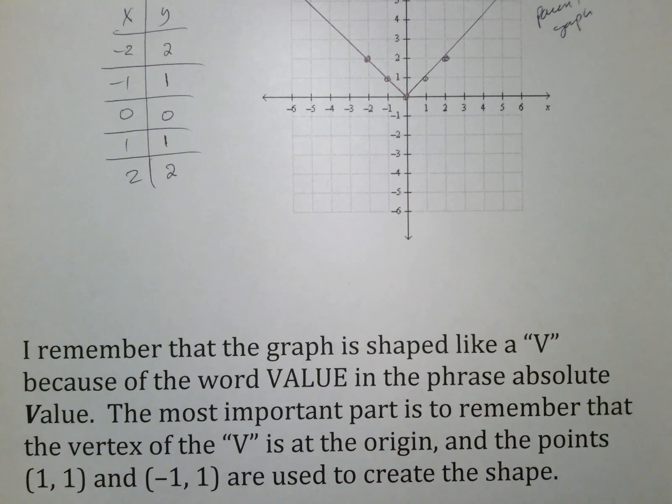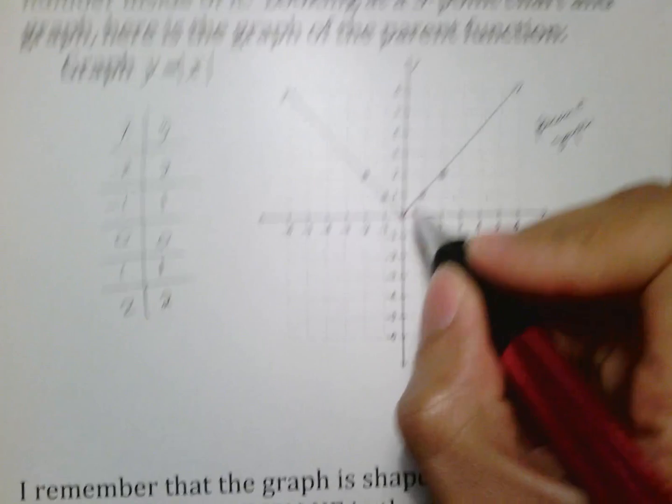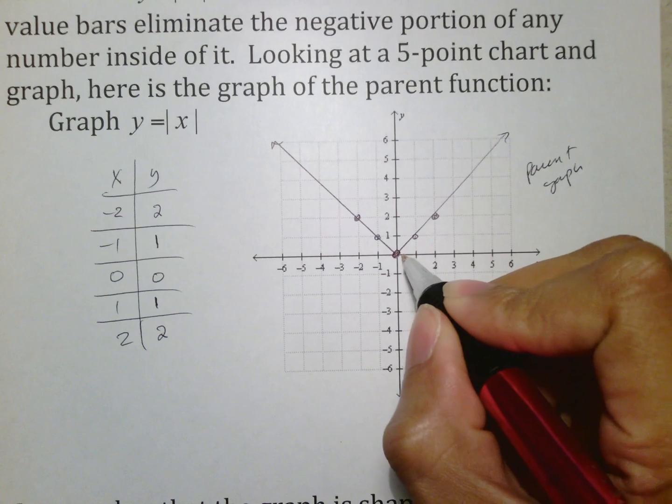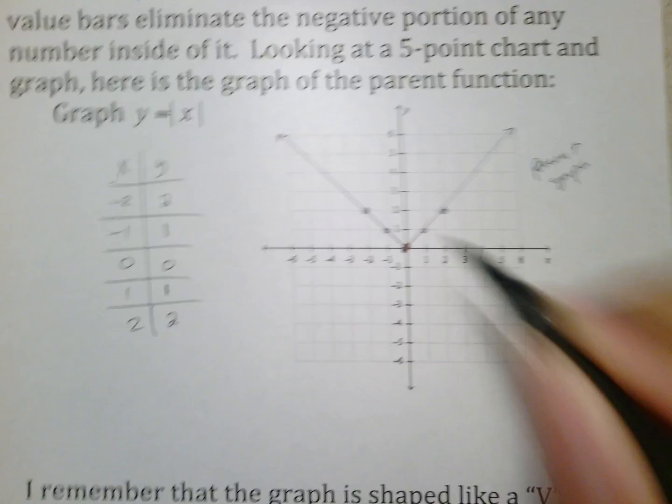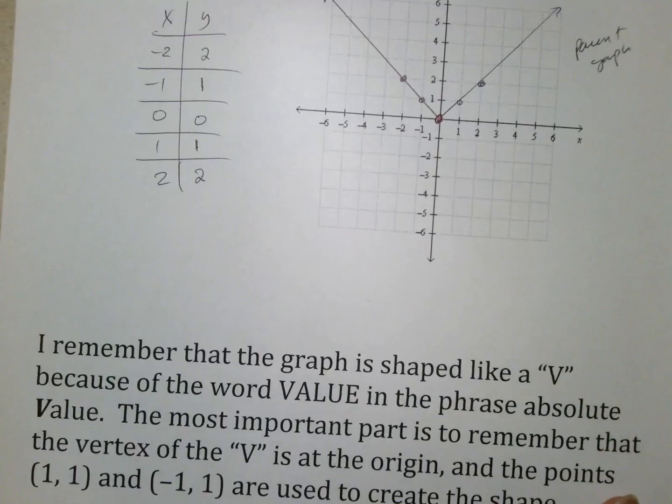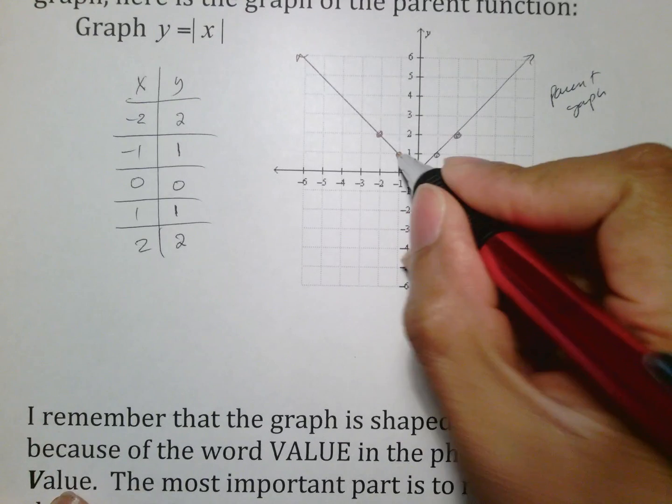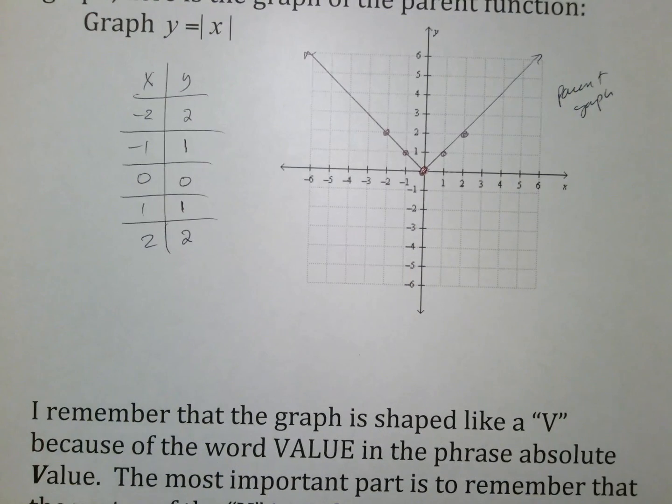So what I do is I try to remember that the absolute value graph is shaped like a V, because the word value is in the phrase absolute value. The most important part is to remember that the vertex of the V is at the origin. So the vertex is here, and that's really the point that you're going to have to use on all your graphs. Other than that, you just go 1, 1 and -1, 1, and that's going to give you the shape that you're looking for.